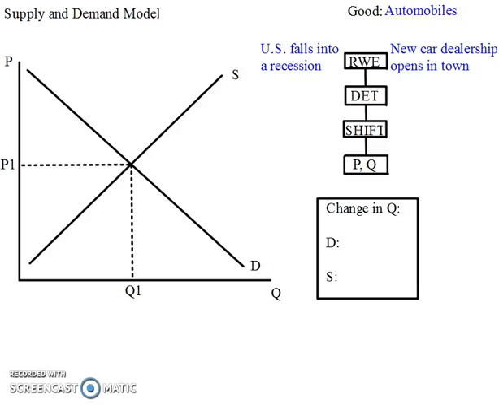And on this podcast, we're going to look at another example of a good with two real-world events and therefore two determinants and two shifts. So let's say that my good in this case is going to be automobiles, and my two real-world events: United States falls into a recession, and the new car dealership opens in town.